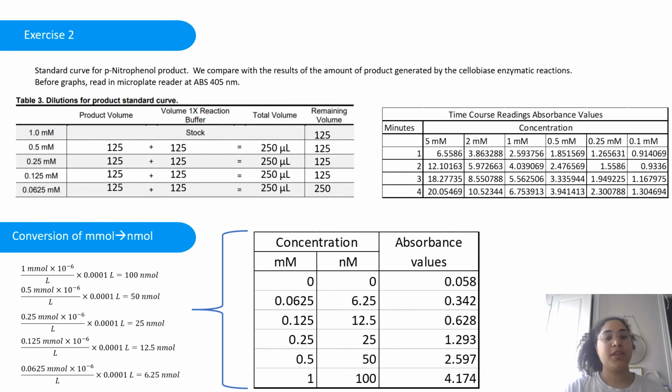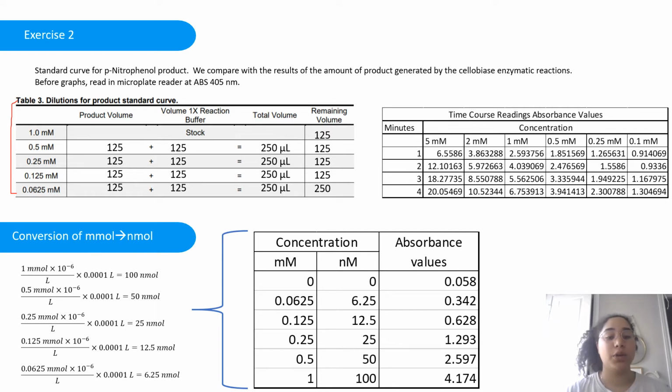On this slide, we use the standard curve for the p-nitrophenol product, and we compare these results to the amount of product generated from the cellobiase enzymatic reactions. From the previous slide, we have the time courses. So basically, we use the standard curve that we produced to find the concentrations of product being made from the time courses.